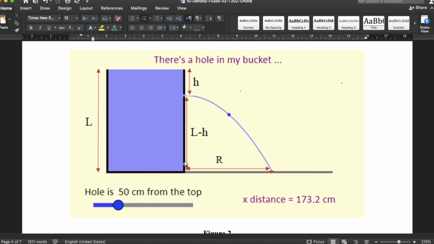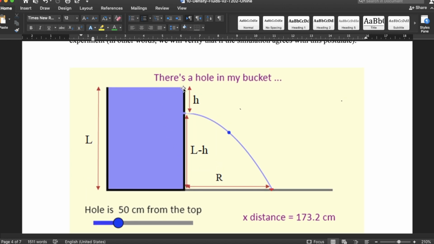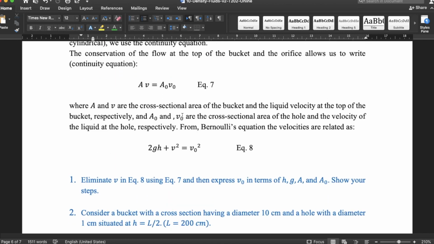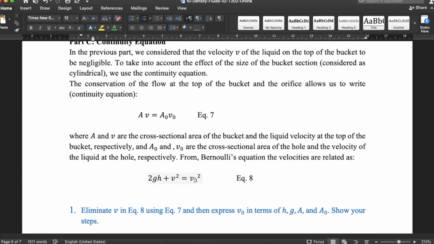Now the continuity equation says that the cross-sectional area of this bucket times the velocity of this surface equals the velocity that is streaming out of this hole times the cross-sectional area of this hole. So you have to follow, and also by the Bernoulli equation, you can get this equation of the relation between the top of the fluid and the fluid that is emerging from the hole.